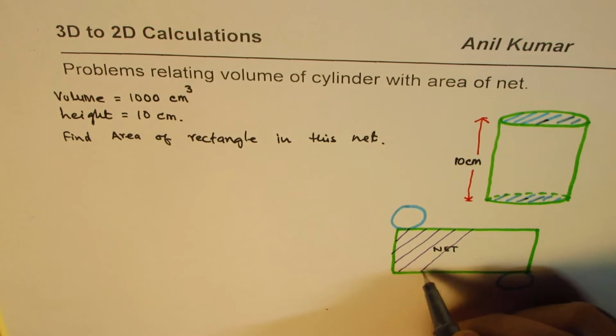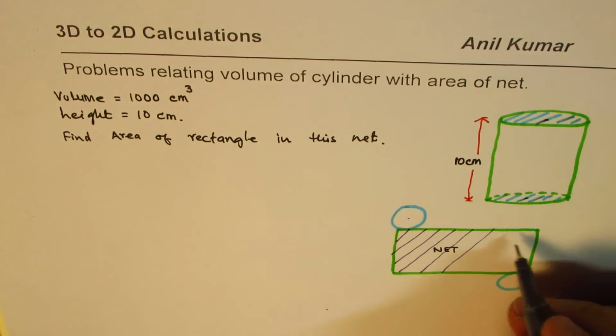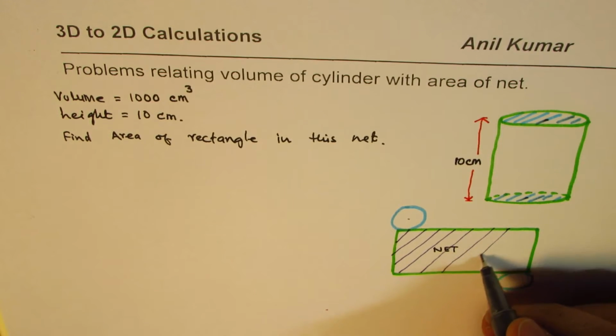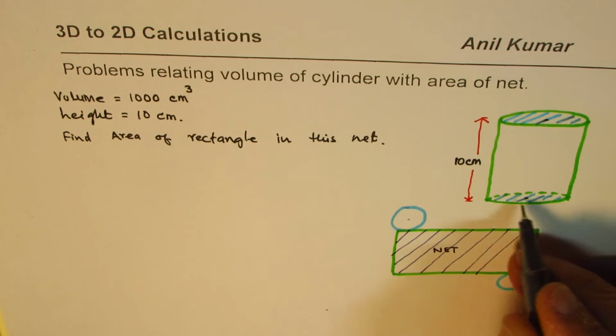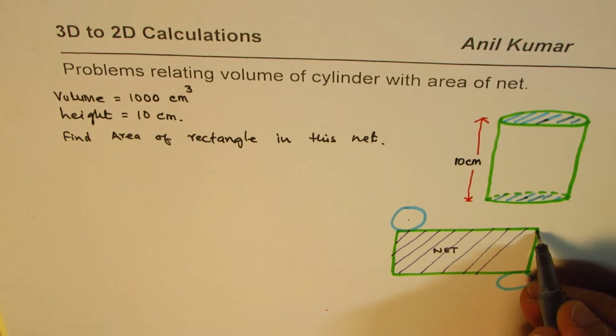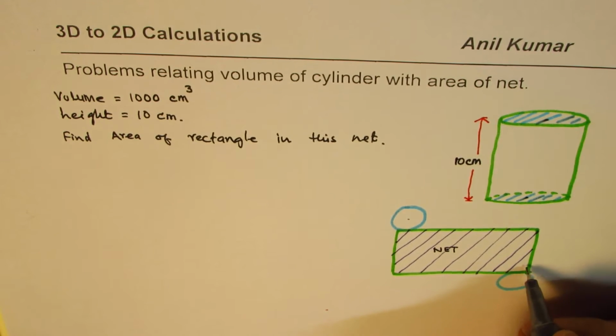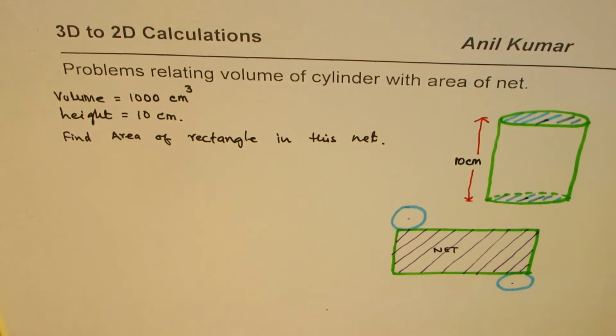Well, the question could also have been to find the area of the circles, but that's kind of simpler. Once you find the radius, pi r square is the area of the circles, right? Okay. So now the question is to find the area of the net. How do you do that?